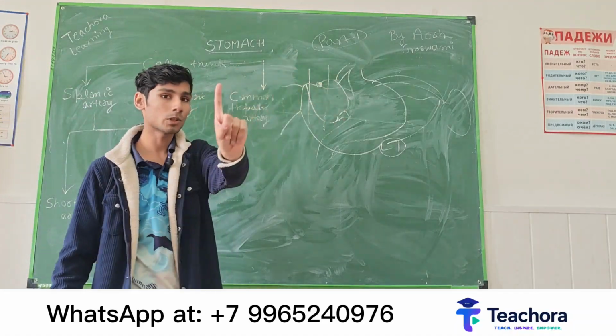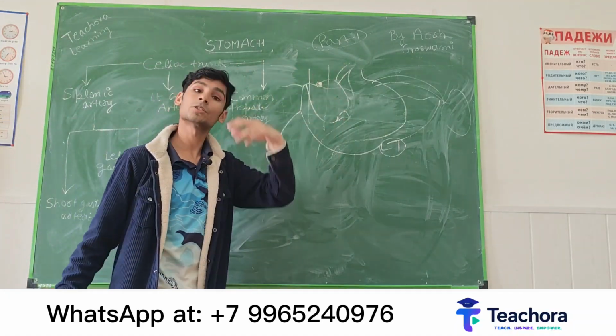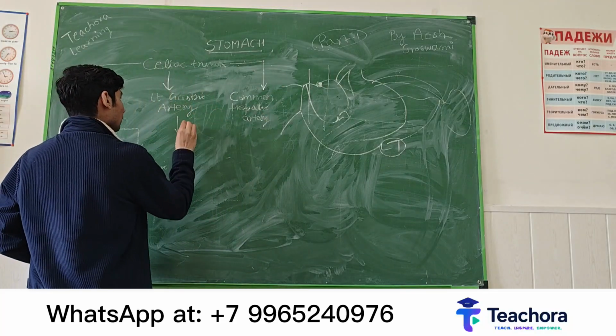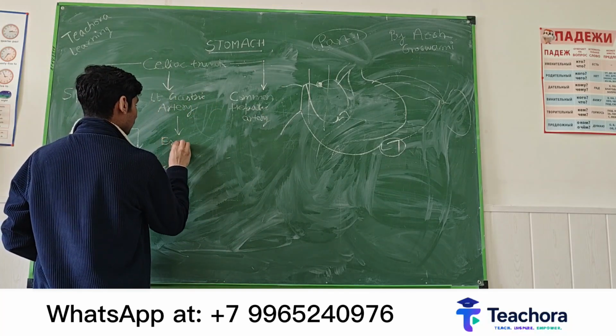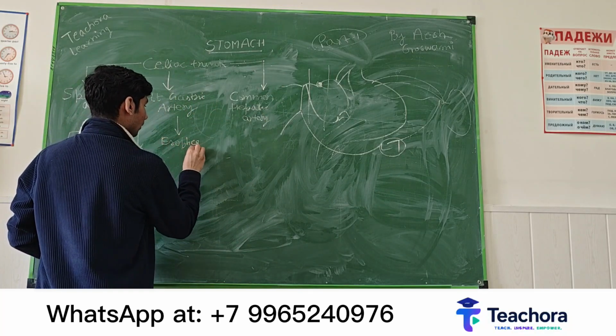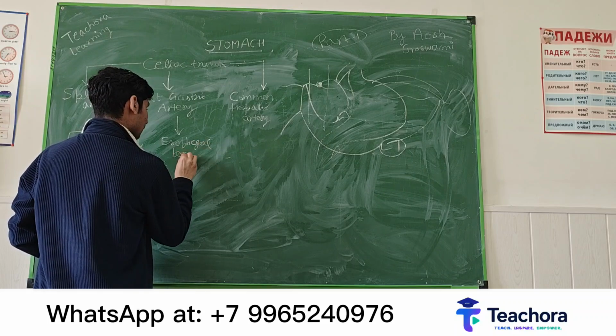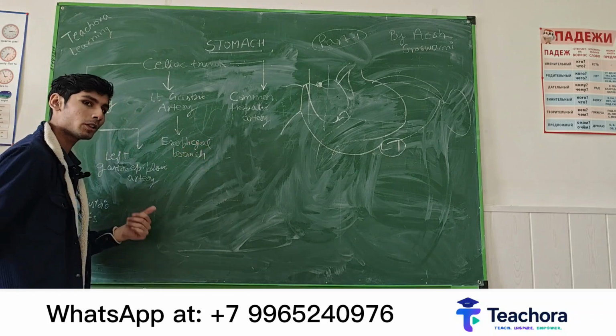And next, the left gastric artery. The left gastric artery gives only one branch, which is the esophageal branch to the esophagus. So it gives only one branch, the esophageal branch, which goes to the esophagus.